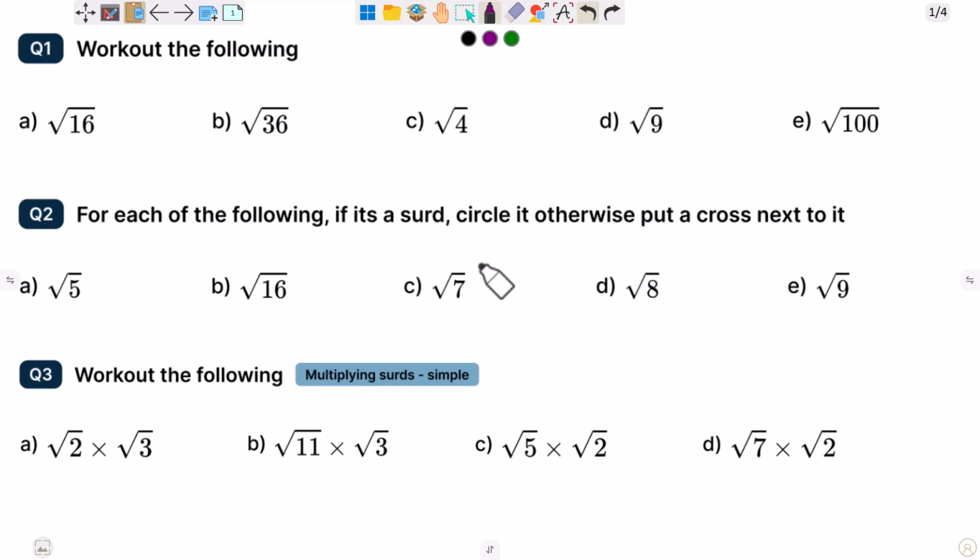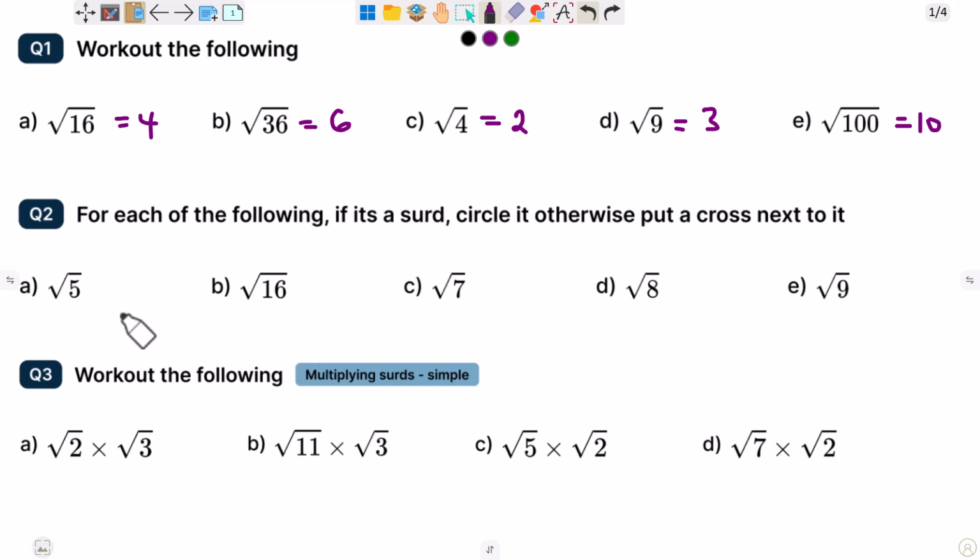All right, for our question here, work out the following. Root 16, I think the answer definitely will be 4. And the square root of 36, that's 6. The square root of 4 is 2. And the square root of 9 is 3. And the square root of 100 is 10. Okay, so all the questions in number 1 have been done.